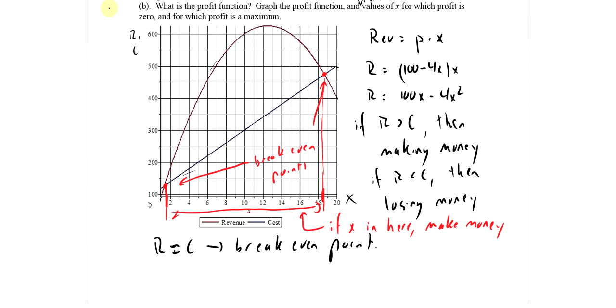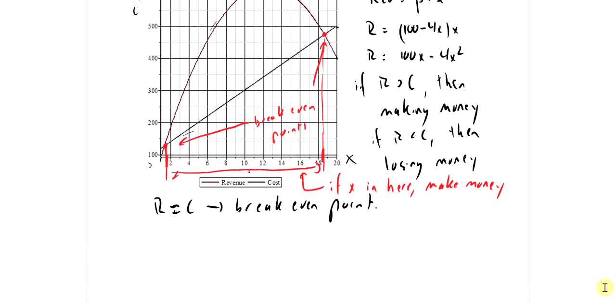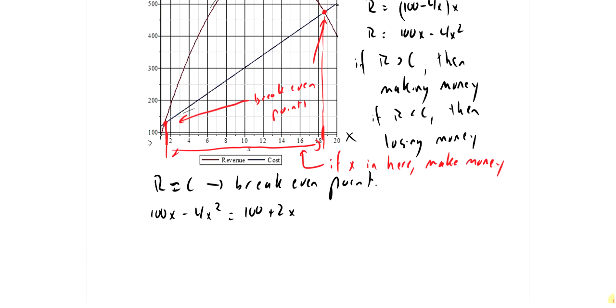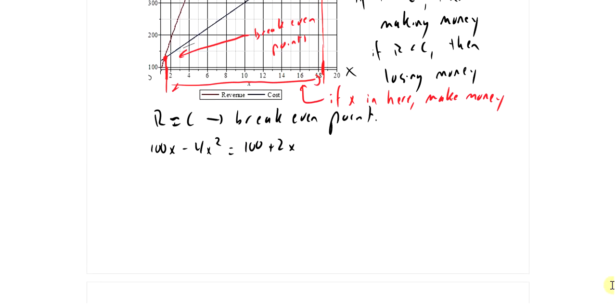So revenue equal to cost. This is 100x minus 4x squared equal to 100 plus 20x. It's a quadratic function. How do we solve quadratic functions? Well, we need to get a 0 on one side. So we move all of this stuff over to the right.